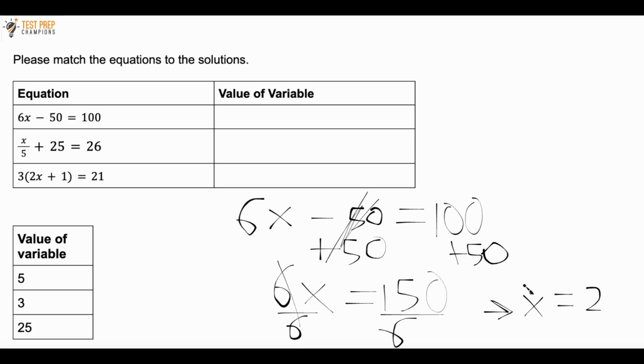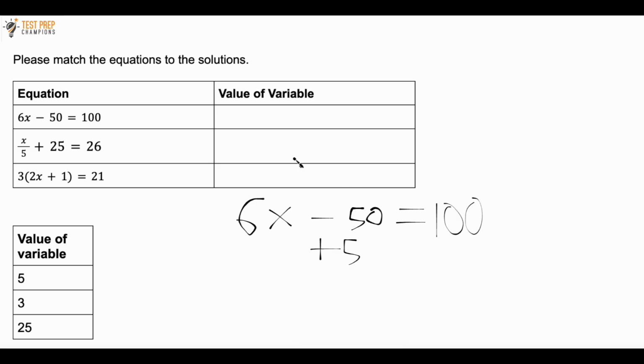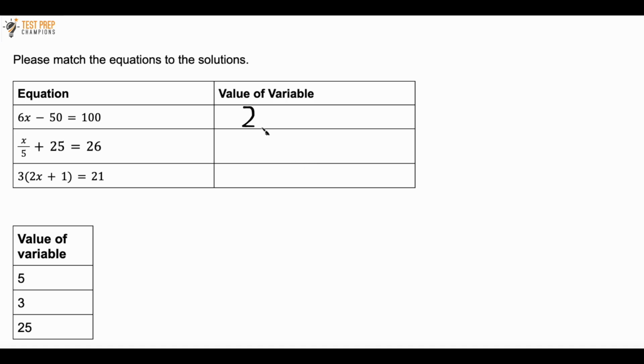So I'm going to clear this out of the way here so we have more room, but we see that the answer to the first part here is 25. So next, I've got x over 5 plus 25 equals 26.